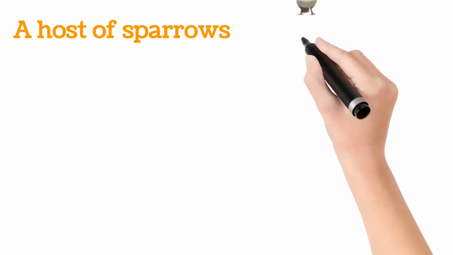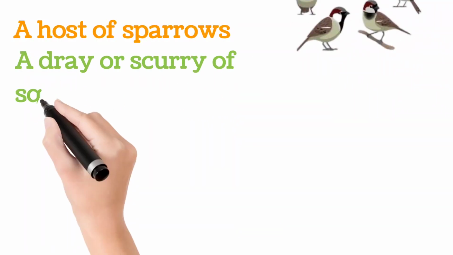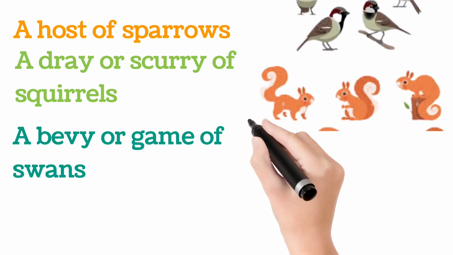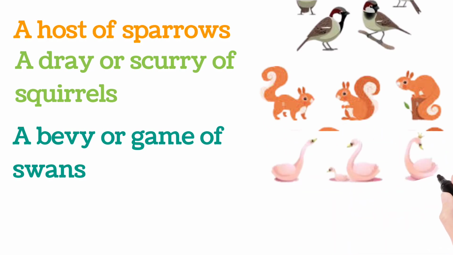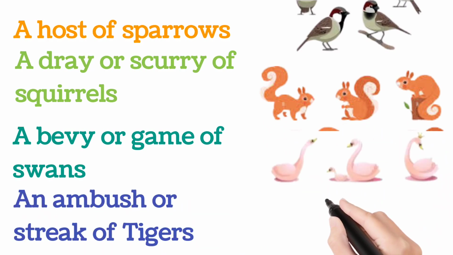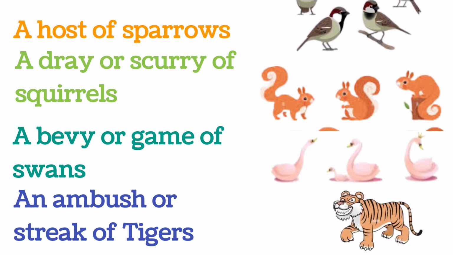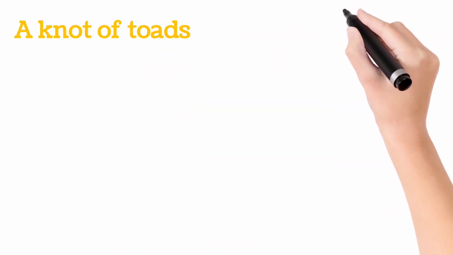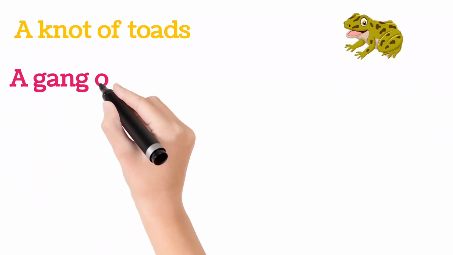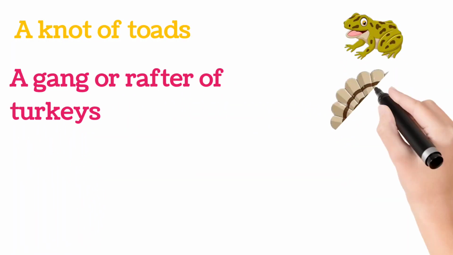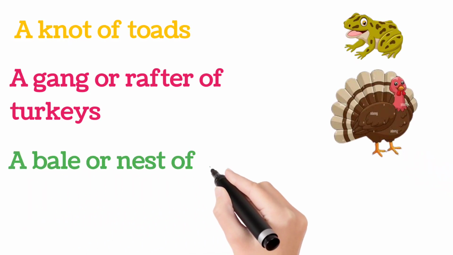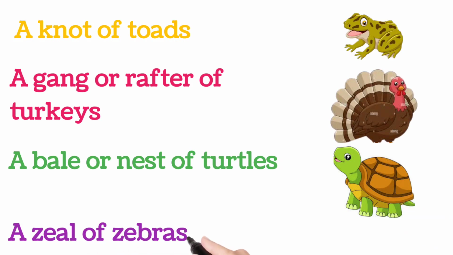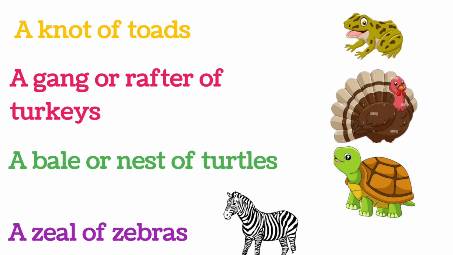A host of sparrows, a dray or scurry of squirrels, a bevy or a game of swans, an ambush or streak of tigers. A knot of toads, a gang or a rafter of turkeys, a bale or a nest of turtles, a zeal of zebras. I hope you have understood these and enjoyed a bit.